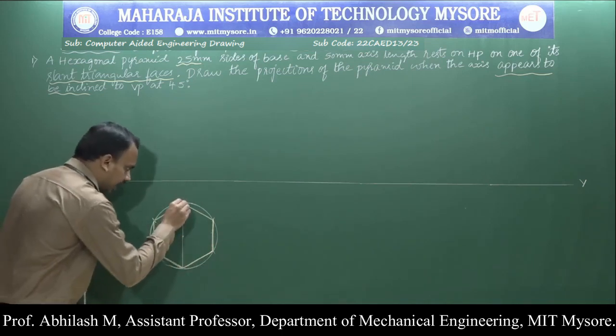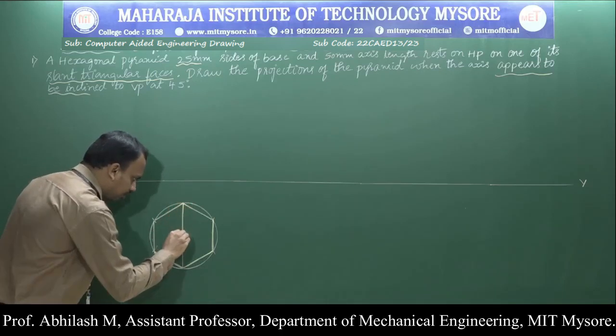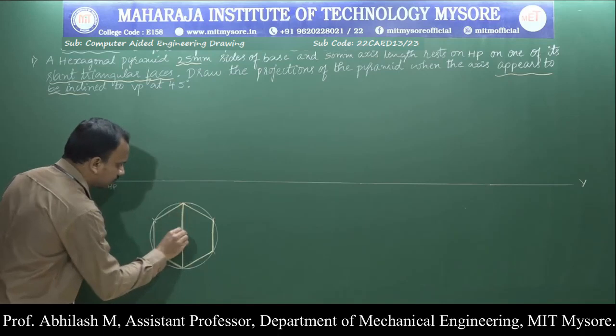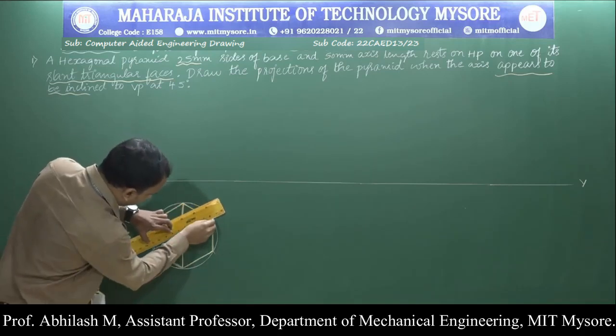Even the diagonals that are connecting are completely visible. So it is a thick line. The corner diagonals are completely visible.